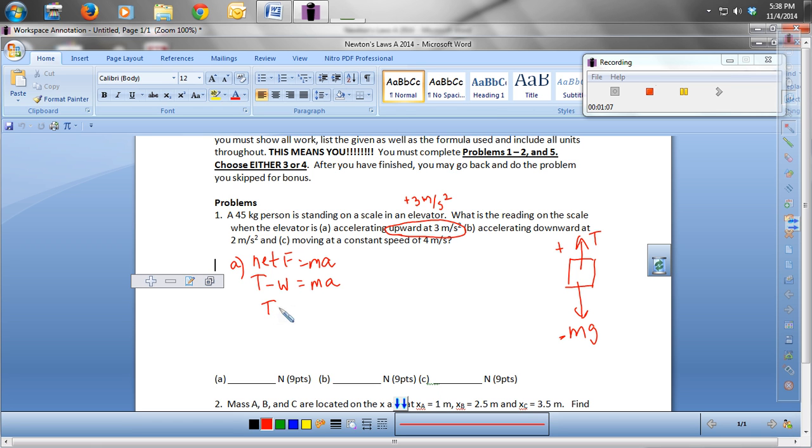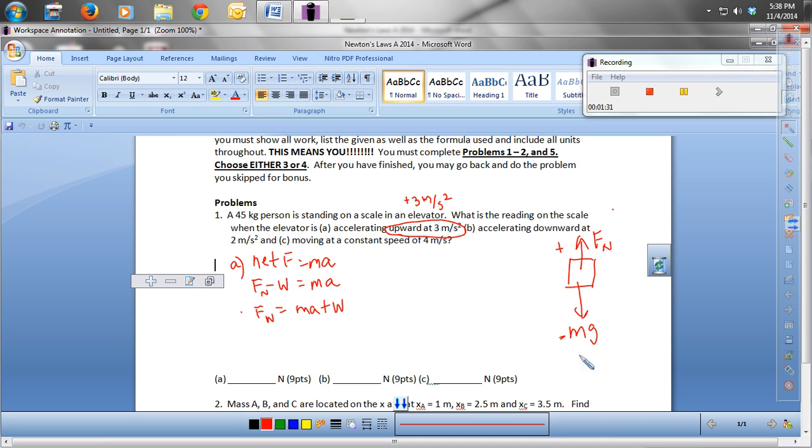So if I'm looking for the tension, and actually I think we're looking for the reading on the scale, so I really should call that the force normal because that's the push of the scale on the rider's feet. So we're going to call this force normal rather than tension. It would work the same because you could talk about the tension in the elevator cables, but we need to go with force normal. So force normal is ma plus the weight.